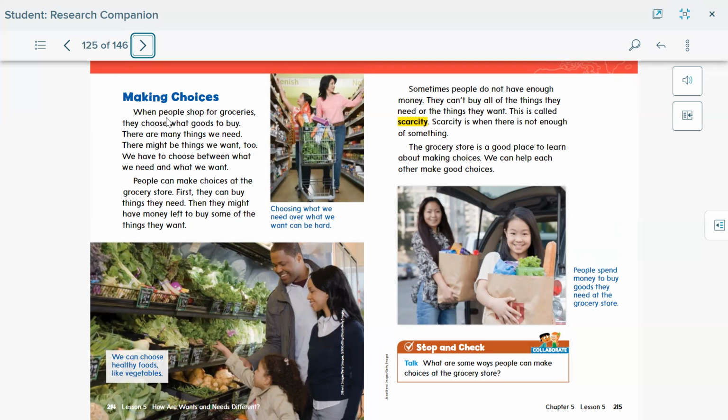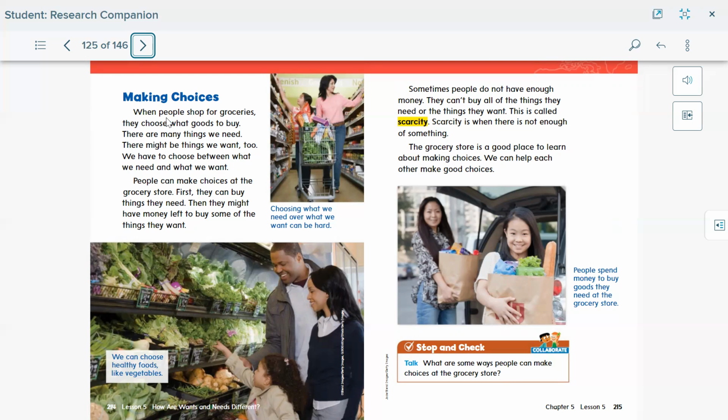Sometimes people do not have enough money to buy all the things that they need or the things that they want. So this is called scarcity. Scarcity is when there is not enough of something, and it could be less money or even products in a store. The grocery store is a good place to learn about making choices. We can help each other make good choices.